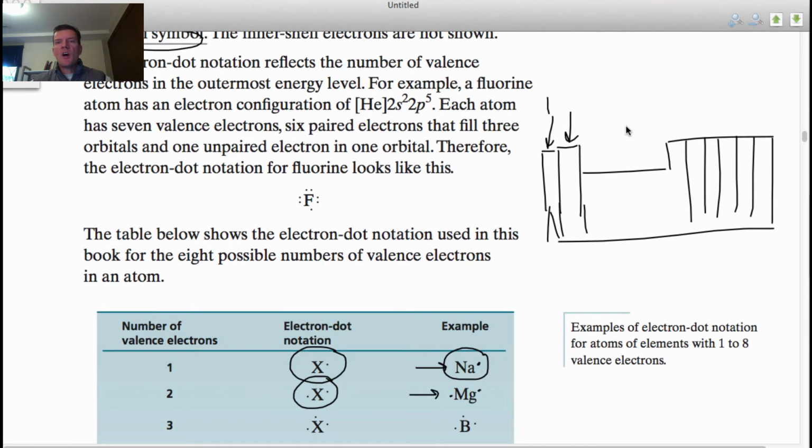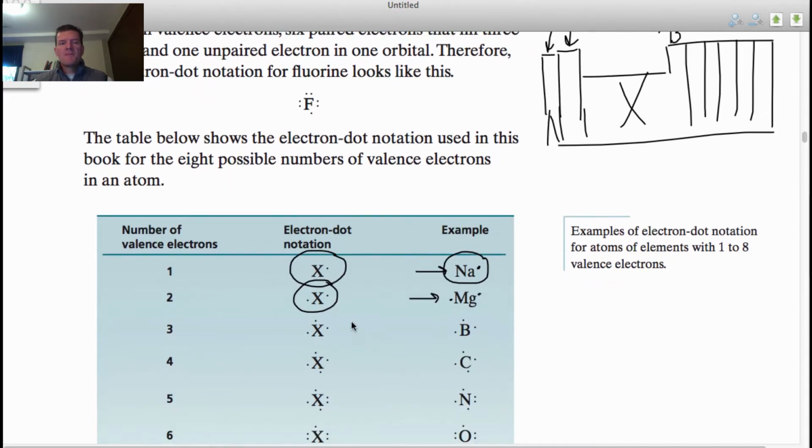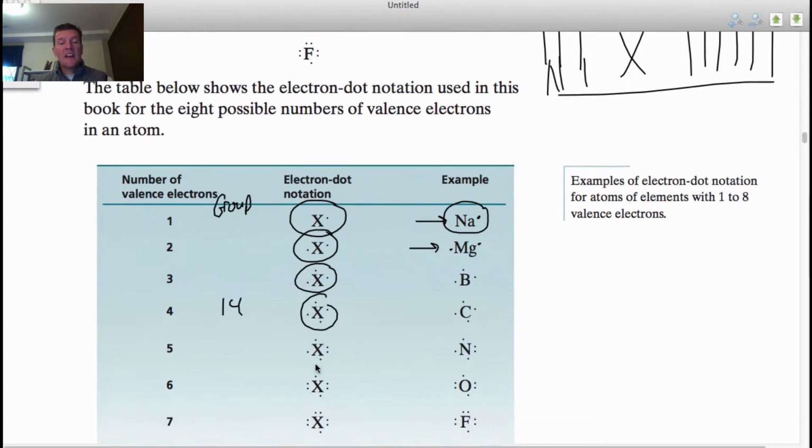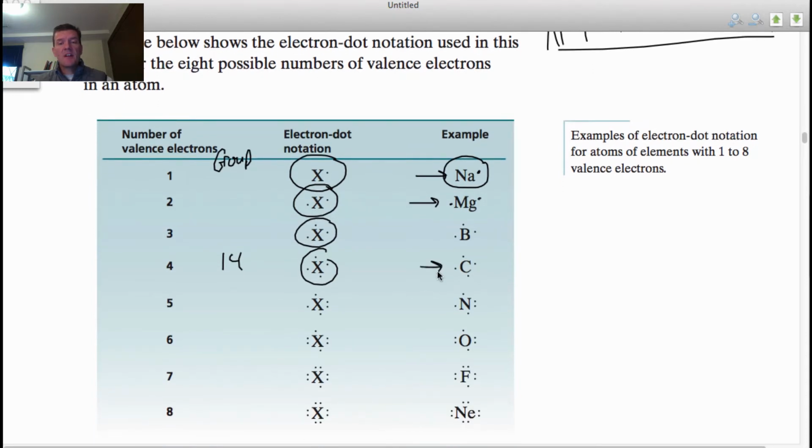If we come all the way over here to group 13, they have 3 valence electrons. We're not going to talk about the transition elements right now because there are too many exceptions. 3 dots around it, and again, you spread them out. Group 14 has 4 valence electrons. You put 1 on each side, you spread them out. That would be like carbon.